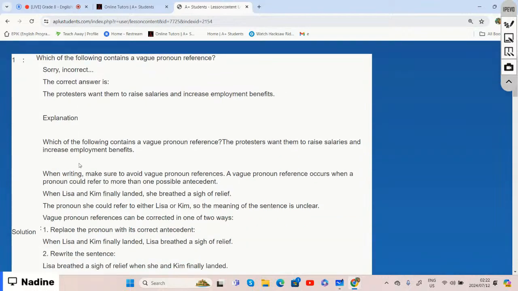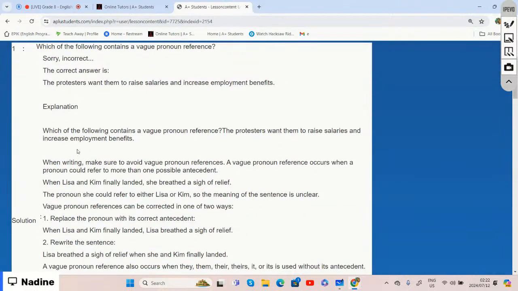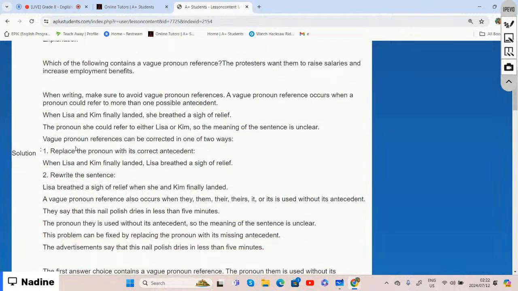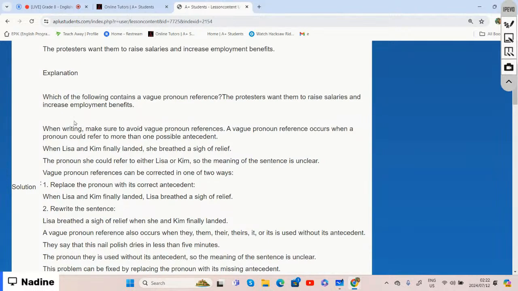All right, and we made mention of what a vague pronoun reference is, and we also said how we can fix it. We said we can fix a vague pronoun reference by either rewriting that whole sentence, or by replacing the pronoun with its correct antecedent. And we need to make sure that we avoid a vague pronoun reference at all costs, because a vague pronoun reference occurs when a pronoun could refer to more than one possible antecedent.